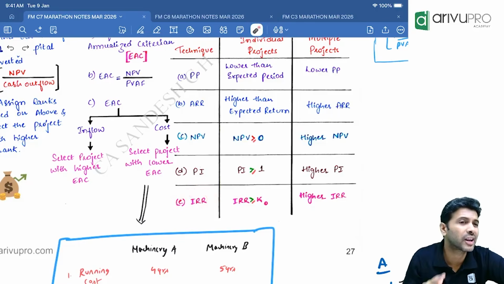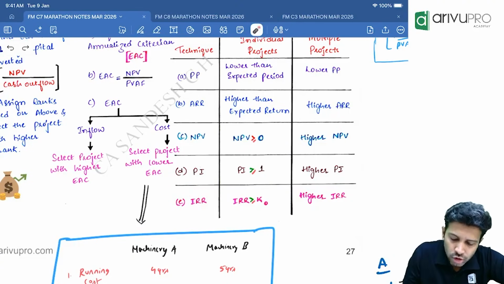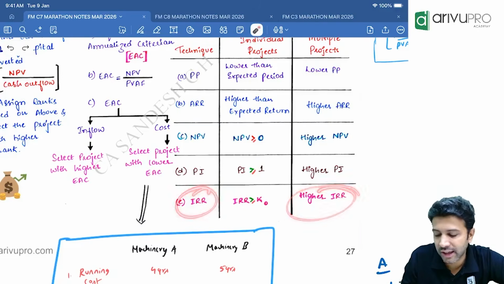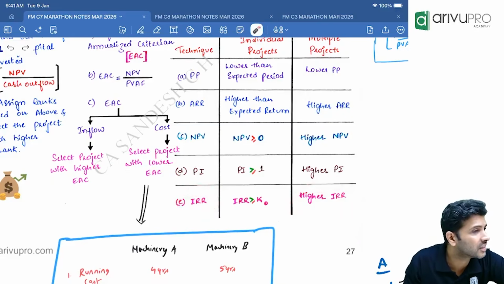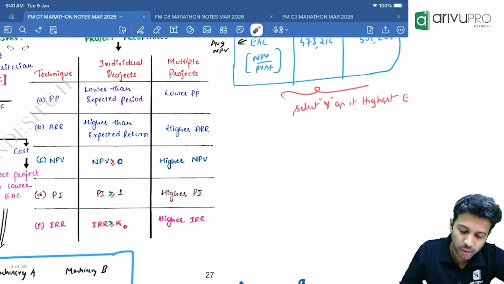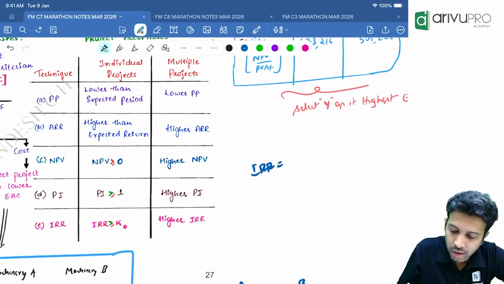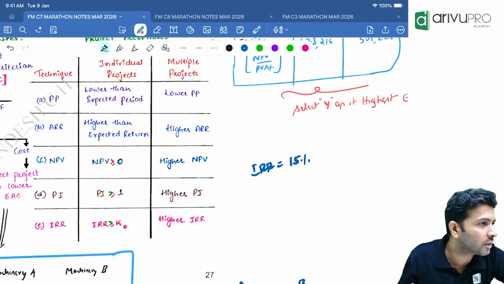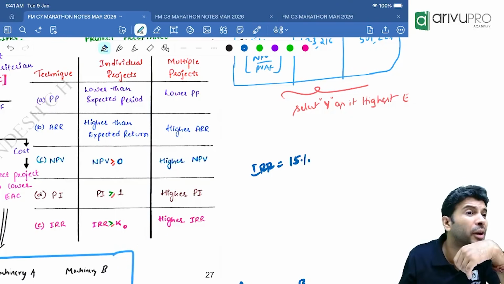IRR also the same. Sir, IRR again full form is what? Internal rate of return. So if you have multiple projects, you will select the one with the highest IRR, because IRR is also a return. But if you have only one project, what is the decision rule? Now let's say the IRR of a particular project is 15%. To do this project, the company will have to borrow money.